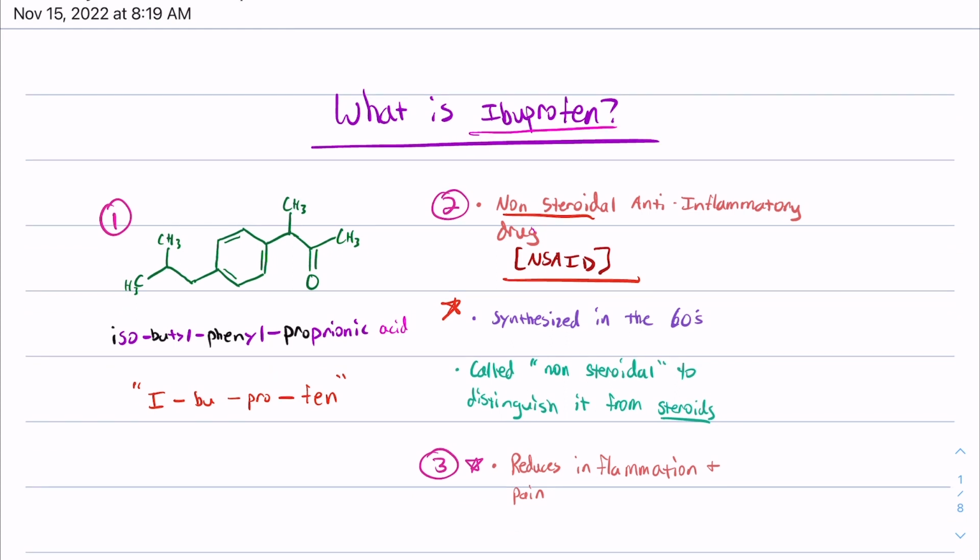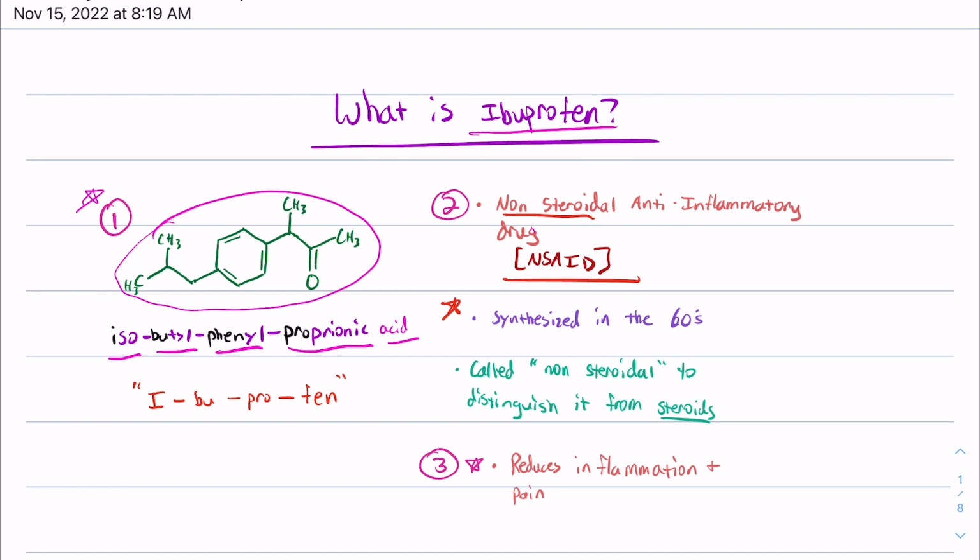So first, where does this name ibuprofen come from? So we're going to go over here to number one. This structure right here is ibuprofen. It is called isobutylphenylpropionic acid. It's a long name. Don't worry about the details.